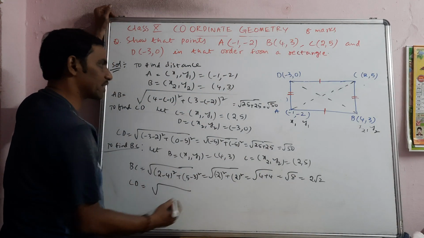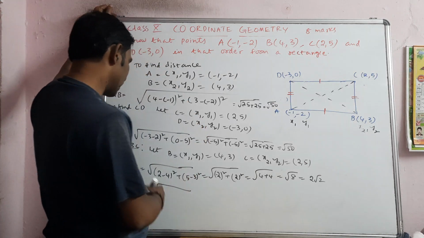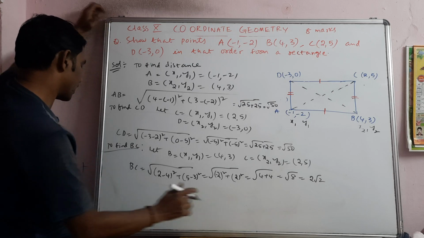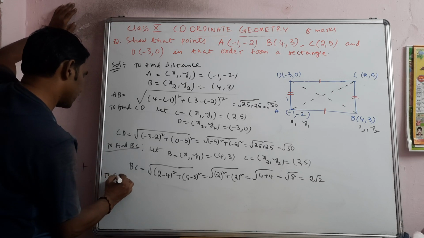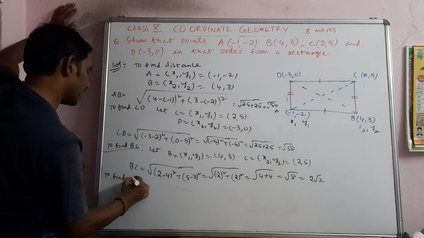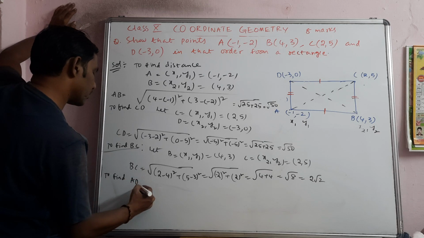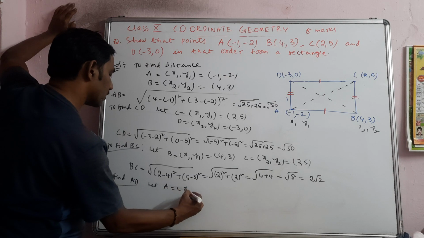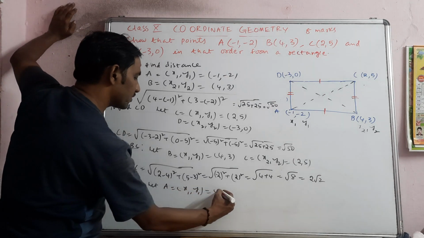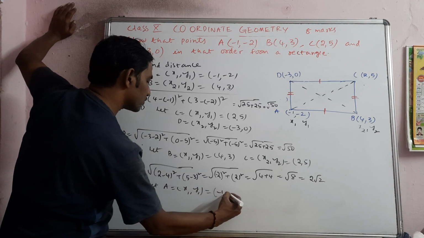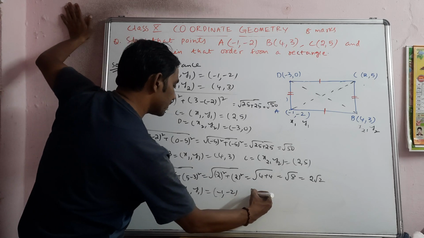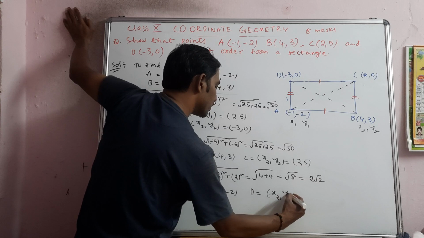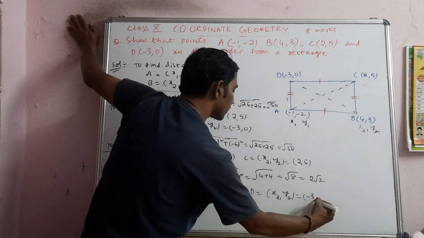Now in the same way it should be for the CD distance also. Sorry, to find the AD distance, let A is equal to x1 comma y1, the point whatever is given, minus 1 comma minus 2, and D is equal to x2 comma y2, which is minus 3 comma 0.